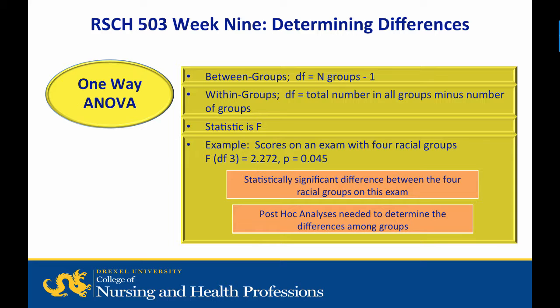In our previous example, do the 4 racial group scores on a quiz differ statistically significantly from each other? In this example, the F statistic with degrees of freedom 3 equals 2.272 with a probability equaling 0.045. This F at the p-value of 0.045 indicates a statistically significant difference between the 4 racial groups on the exam. Post hoc analyses, particularly the Scheffé test, are needed to determine differences among the groups.